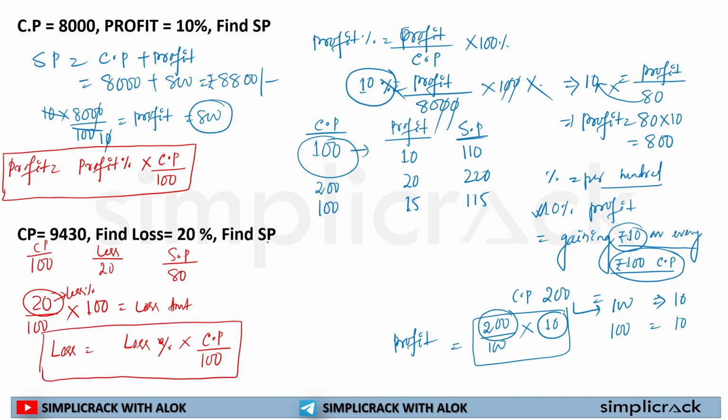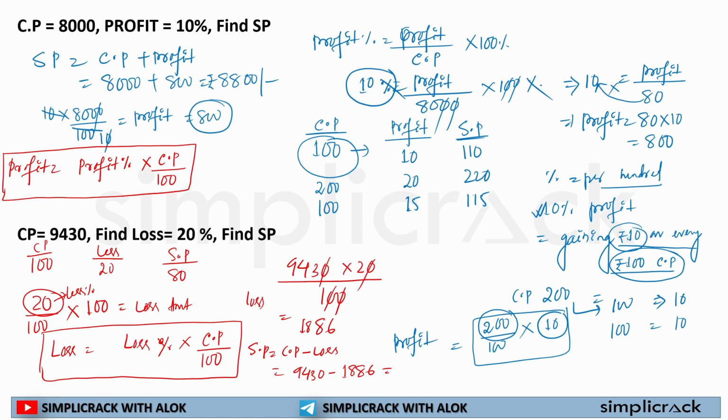Here cost price is what? 9430. Loss percentage is what? 20%. It will be divided by what? 100. So the zero will cross out. 943 multiplied by 2 is equal to: 2 3s are 6, 2 4s are 8, 2 9s are 18. This is my loss amount. But I have to find out the SP. So SP is equal to what? Cost price minus loss. So if I solve 9430 minus 1886, I will get my answer.